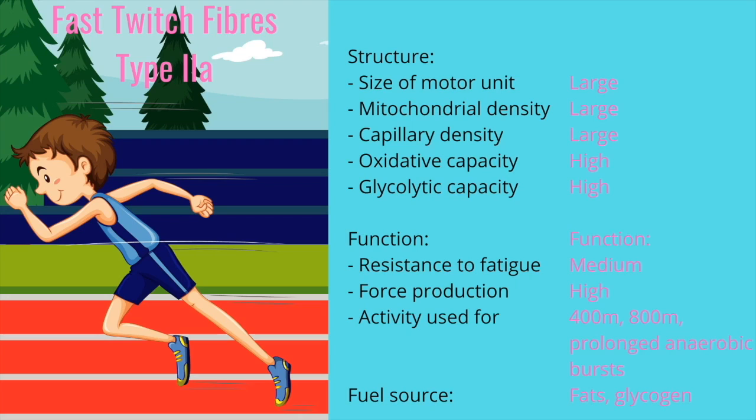Mitochondrial density is also large. Again, not as large as the type 1 fibre, but it's still large, meaning it has some oxidative capacity. Capillary density is large. Again, oxygen is required, hence a high oxidative capacity, but also a high glycolytic capacity because glycogen is used as the source. This fibre type can be referred to as the oxidative glycolytic fibre type because both are required.